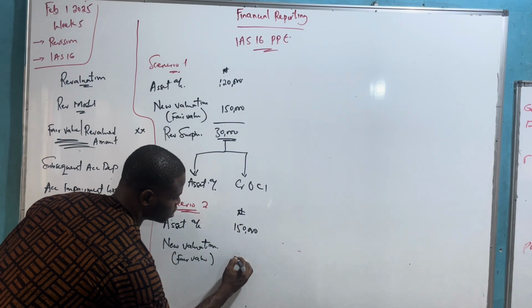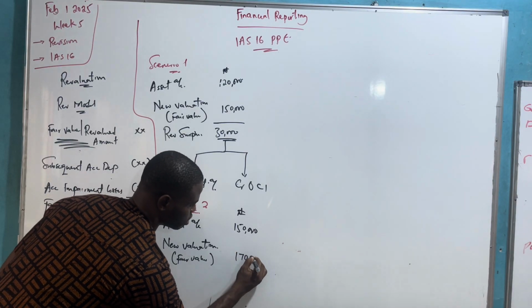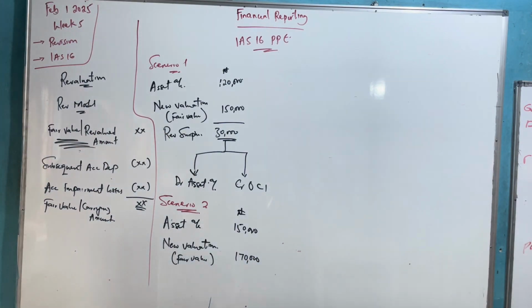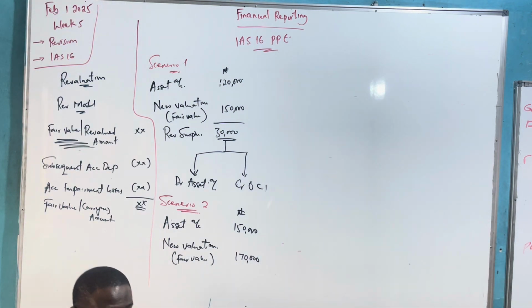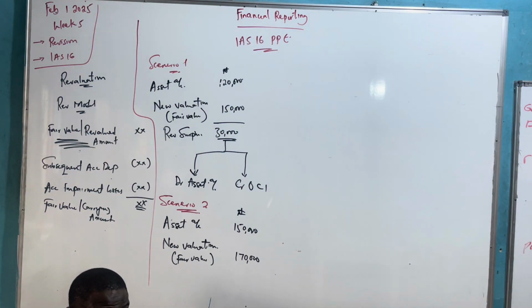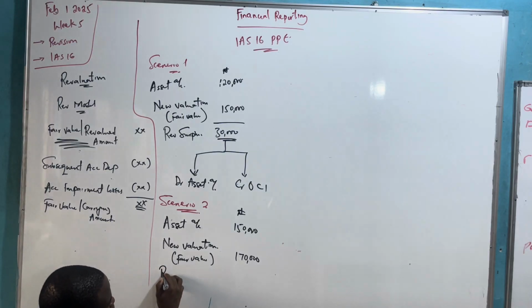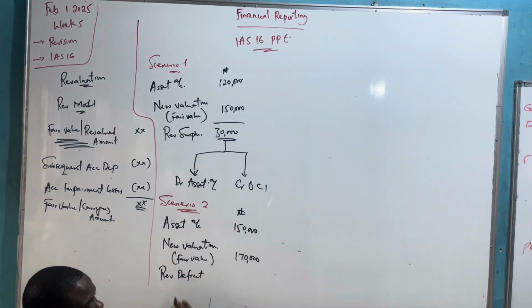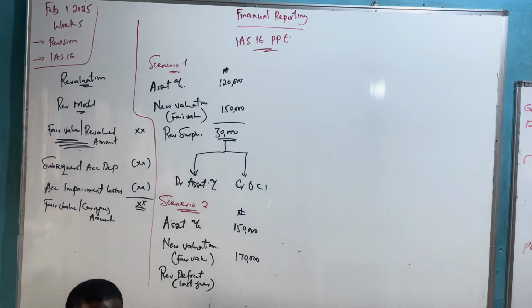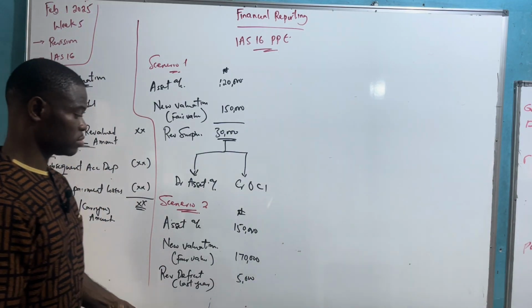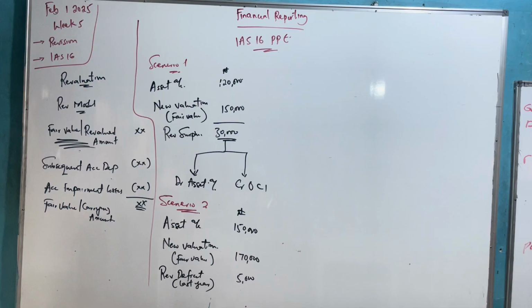We have it as 170. And in the previous year, there was a revaluation deficit. That is last year. There was a revaluation deficit on that asset last year of 5,000. So how do you deal with this?